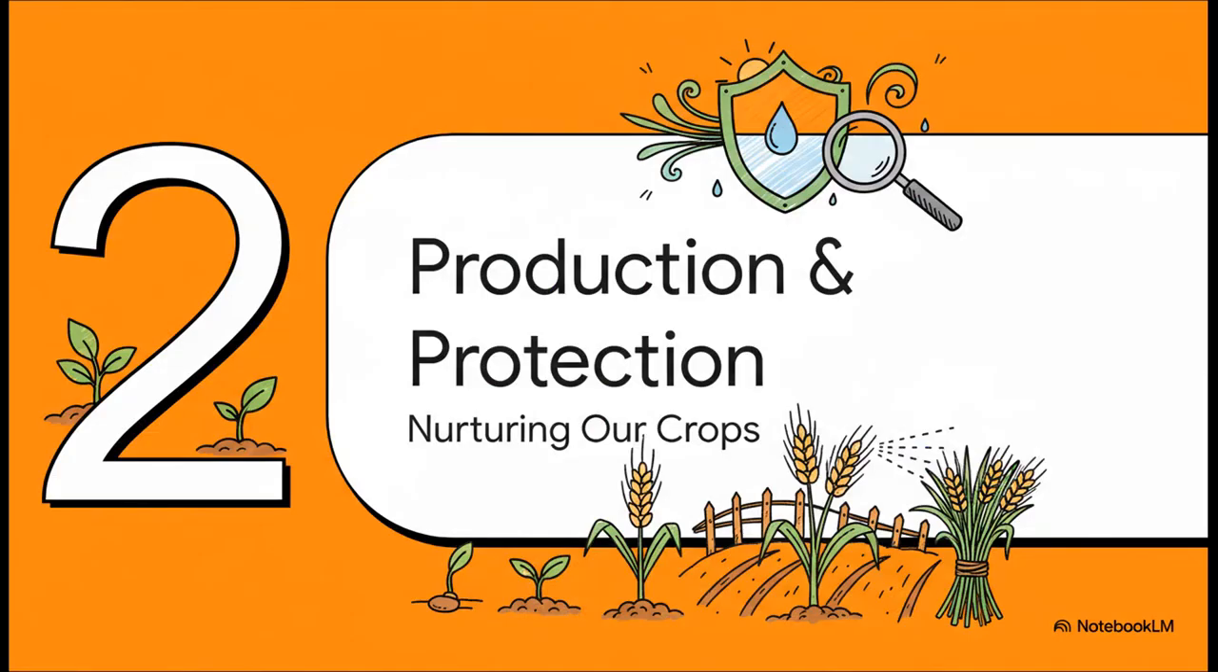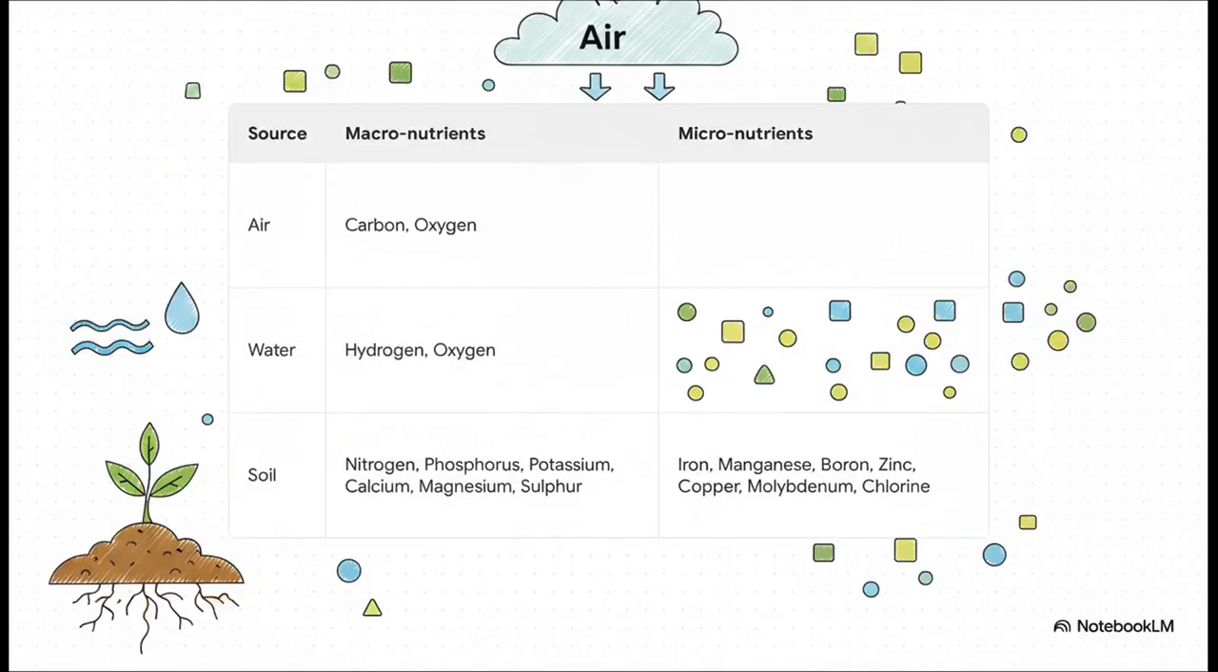All right, so once we have our super seed, our job is not done. Now we move to the second and third steps, managing its production and ensuring its protection. This is all about nurturing the crop from the day it is sown to the day it is stored safely. Now, just like we need food to grow, plants also need nutrients. They get these nutrients from 3 sources: air, water, and soil.